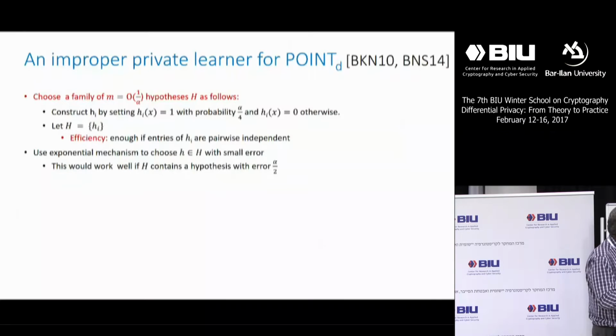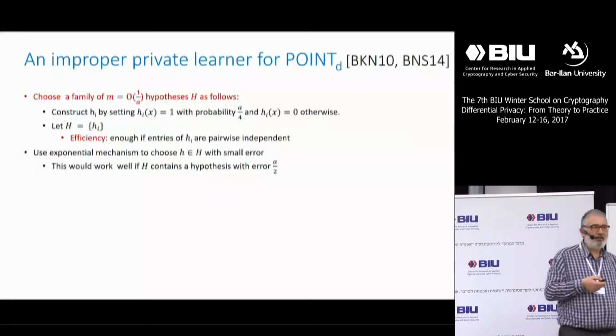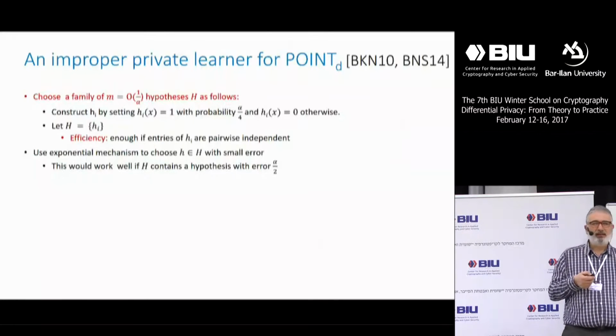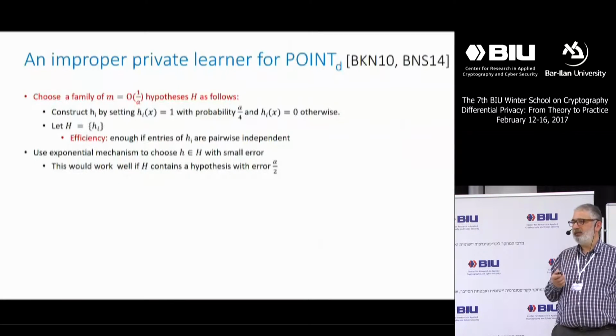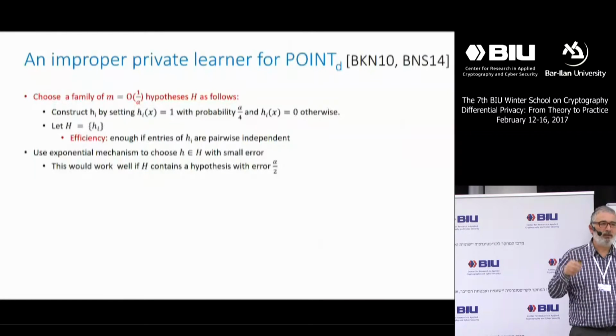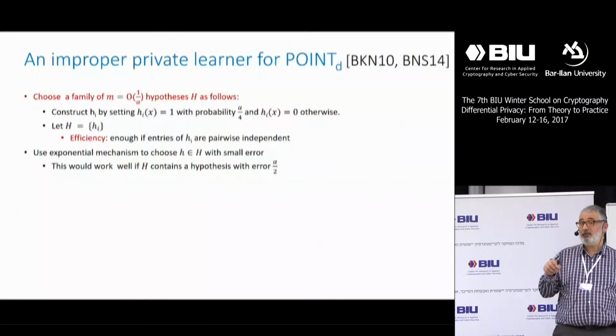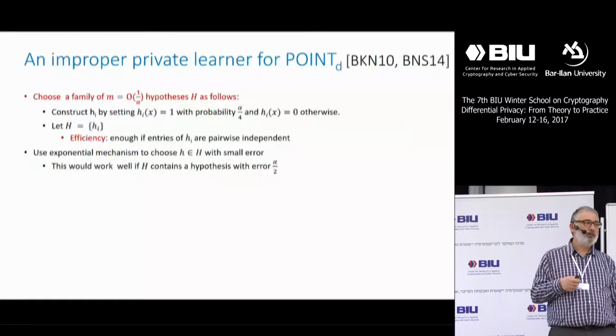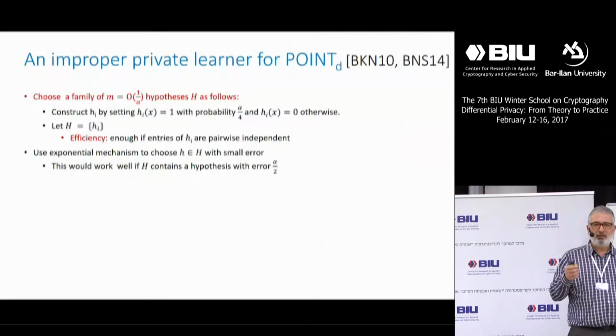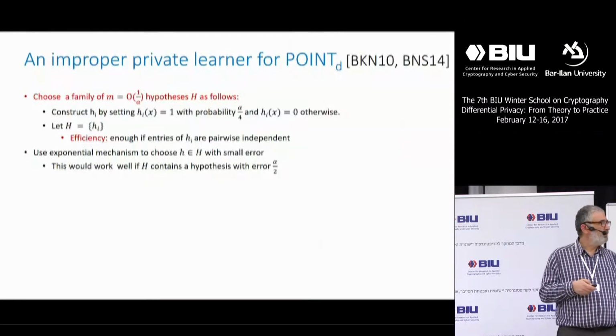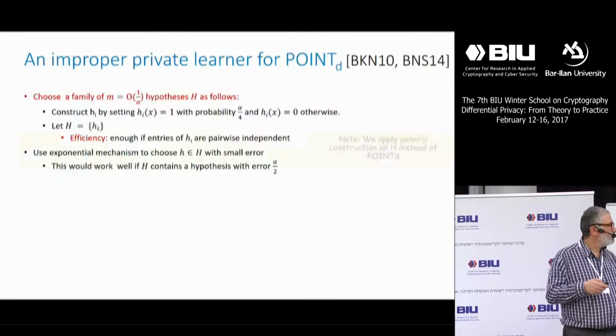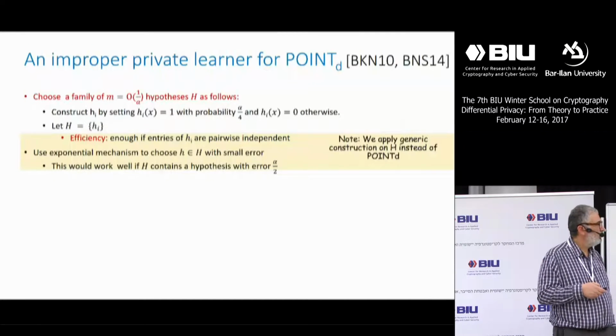You see, where's the size? Here, 1 over alpha. So the number of examples we need to see is totally independent from D. Okay, this is what we wanted. We're getting something very similar to what happens non-privately, up to constants that depend on the privacy and accuracy parameters. Okay?